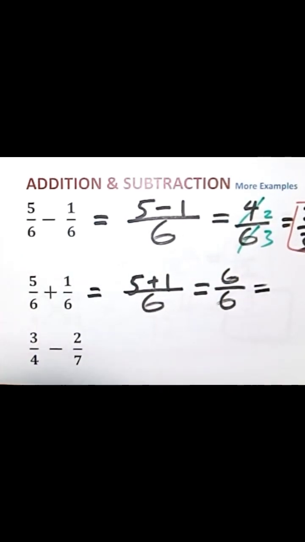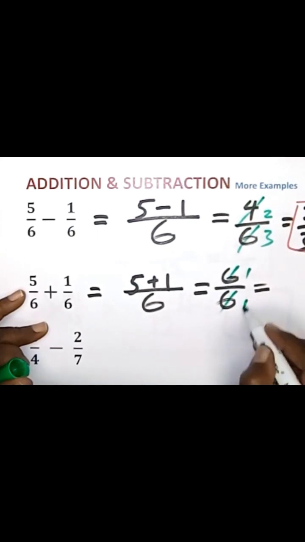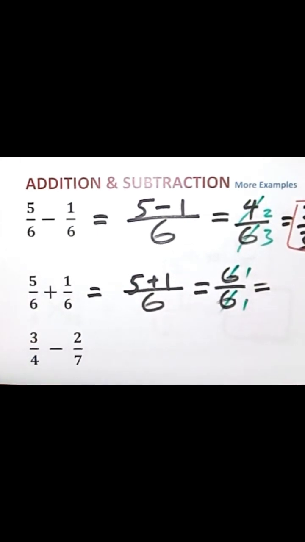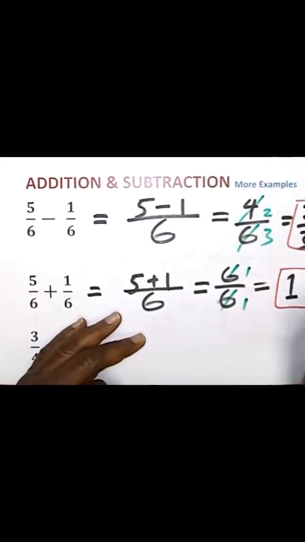And 6 all over 6, we can simplify further. Divide the numerator by 6, I'll get 1. Denominator by 6, I'll get 1. 6 over 6 equals 1, and that is the answer.